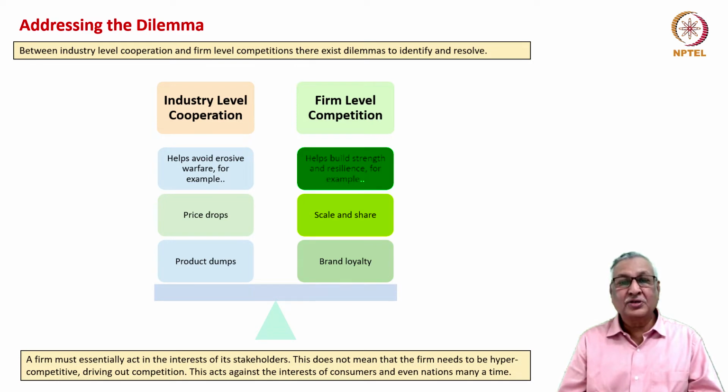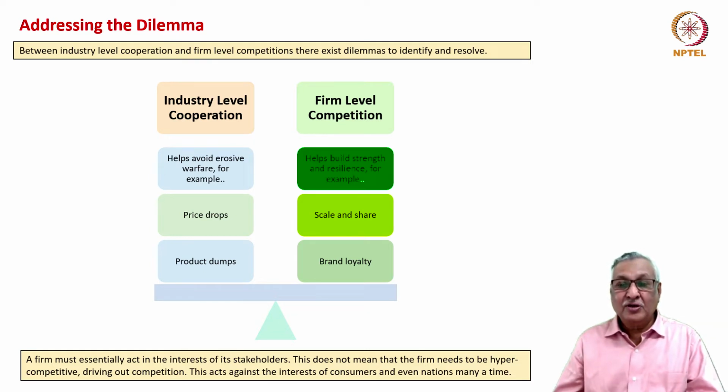Industry level cooperation avoids erosive warfare. For example, aggressive drops in prices of products and also aggressive introduction of new products, which when specifications are closely looked at may not matter much, but the clutter increases in the industry. So if you want industry level cooperation, price behavior must be moderate and realistic. Similarly, the products must have a good life cycle rather than clutter the market space.